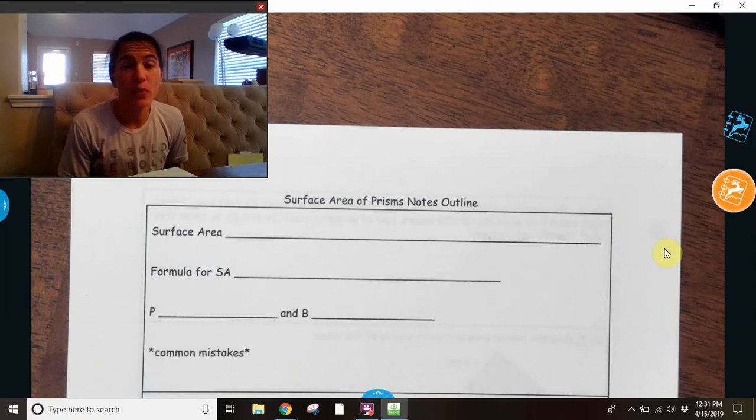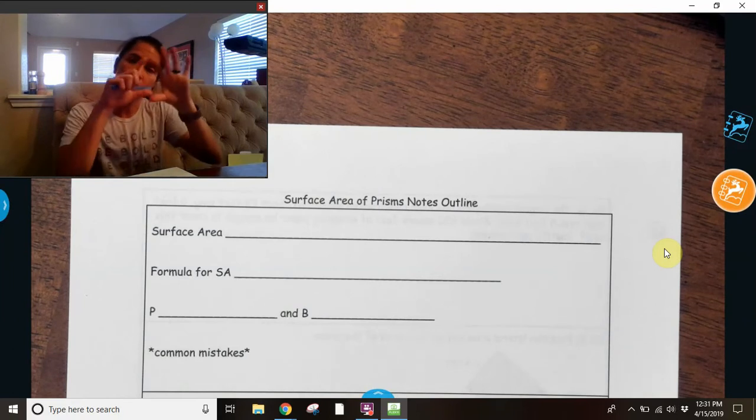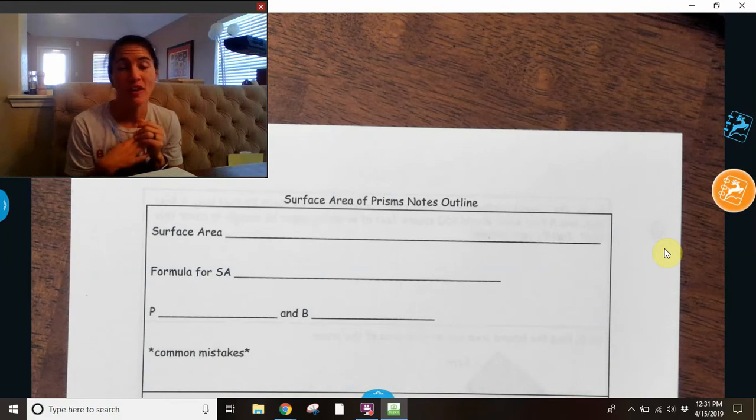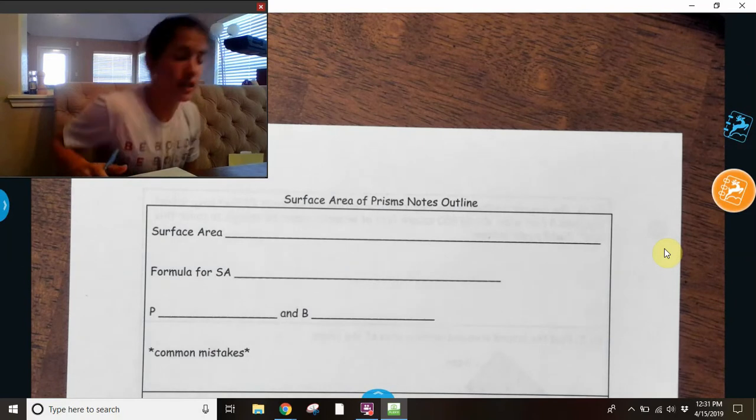Surface area of prisms. I believe you've gone over this before, and maybe in the past you used nets. Nets are like the flattened shape of all the faces of a figure, but in 8th grade, we are going to focus on the formula. All right, so first let's talk about what surface area is.